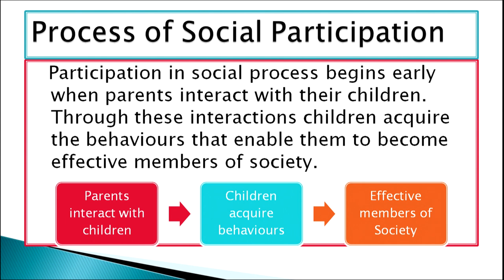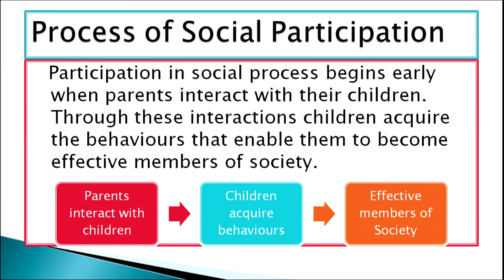The process of social participation begins early, when the parents interact with their children. Through these interactions, children acquire the behaviors that enable them to become effective members of society. What I mean to say is, parents interact with the children, the children acquire the requisite behavior, and they become effective members of society. So, the aim of teaching social sciences is to make learners effective and vibrant members of society, resourceful as well as responsible human beings. So, the parents should interact with the students, and the students acquire the behaviors and at last become effective members of society.